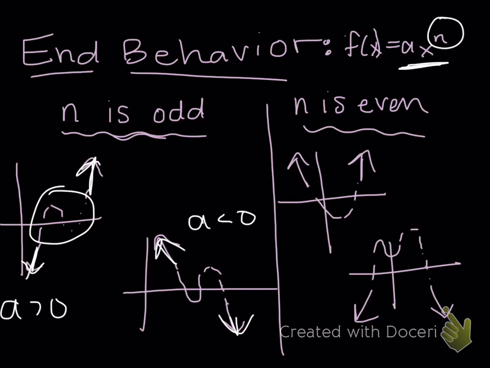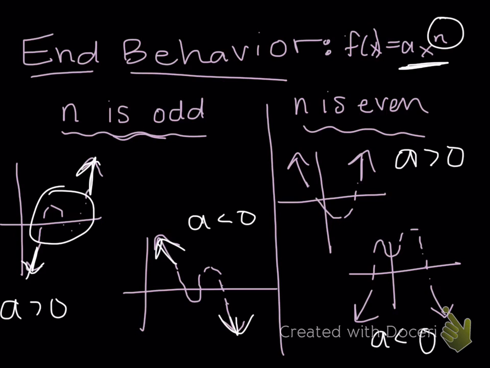If your power is even, so if it's raised to the second, fourth, sixth power, and so on, it either goes up, up, or down, down. And what determines that is, again, the coefficient. So if it's positive, it's up, up. If it's negative, it's down, down. So we're going to go ahead and try a problem.